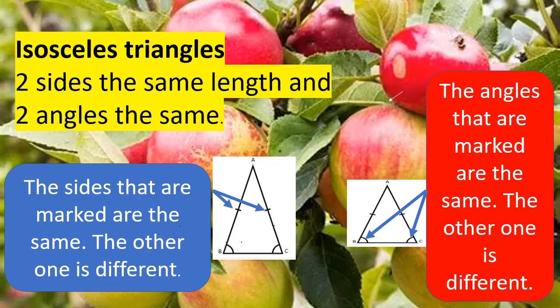Isosceles triangles. Isosceles. This means two sides are the same length. And if the two sides are the same length, the two angles will also be the same. So we have, in the left-hand picture, the sides are marked with the little marks. That means they are the same. So we have two sides the same, one different. And the angles are also marked in the right-hand picture, two the same. The other one at the top is different.